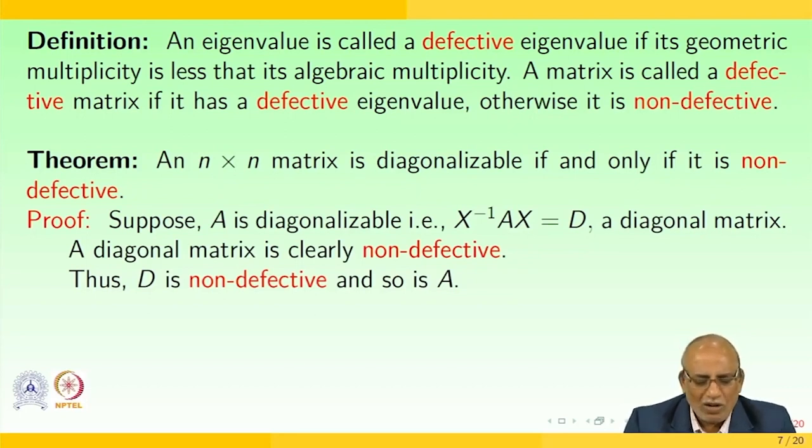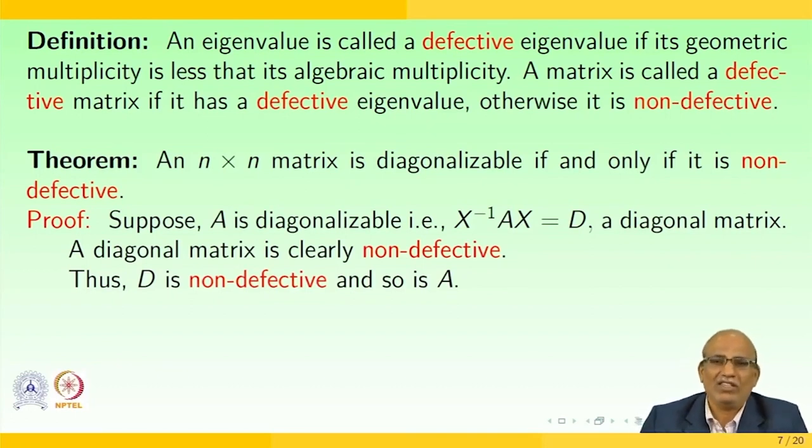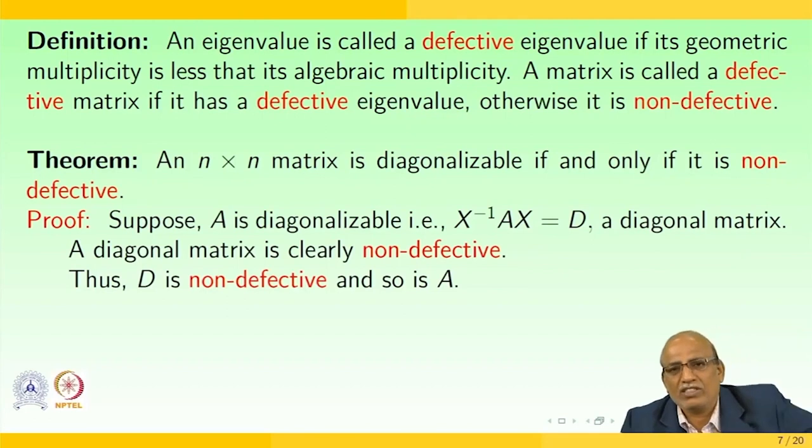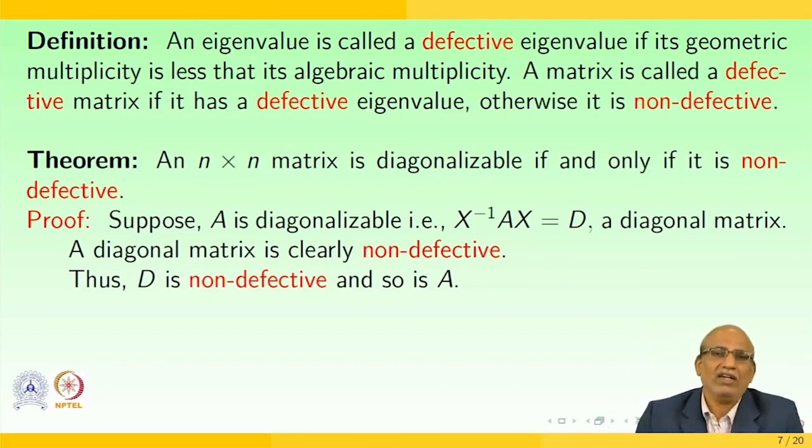Well, what are the advantages of this consequence? An n by n matrix is diagonalizable if and only if it is a non-defective matrix, right? So, you can make matrix A diagonalizable. Once you make it diagonalizable, the matrix computation becomes easy, which will help us find the solution to the system of equations, right? So, an n by n matrix is diagonalizable if and only if it is a non-defective matrix.